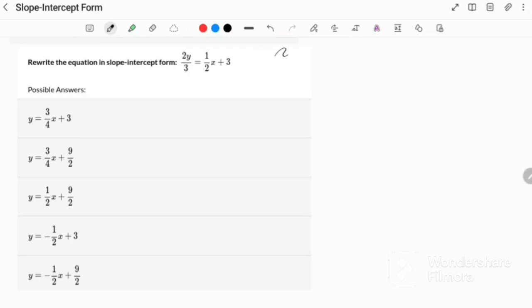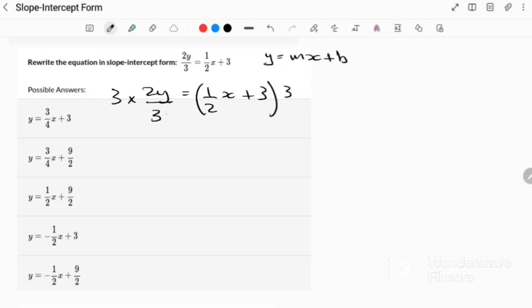So we want this to be in the form of y is equal to mx plus b. We are given 2y over 3 is equal to a half x plus 3. So we want the y to be by itself. To move the 3, we're going to multiply both sides of the equation by 3. So this 3 and this 3 will cancel. So we're going to be left with 2y is equal to, then we're going to multiply 3 by each of these terms. So we're going to have 3 over 2x plus 3 times 3 is 9.